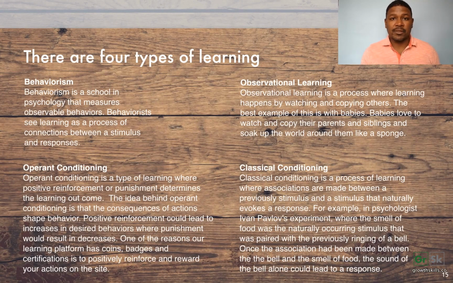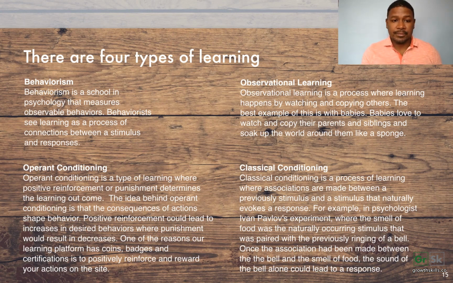There are four types of learning, and I'll walk through each of them. Behavioralism. Behavioralism is a school in psychology that measures observational behaviors. Behavioralists see learning as a process of connections between a stimulus and a response.